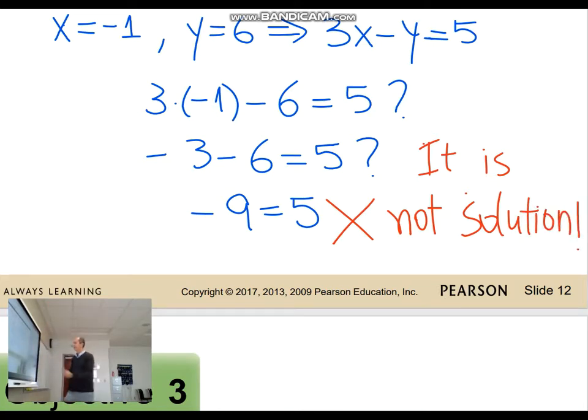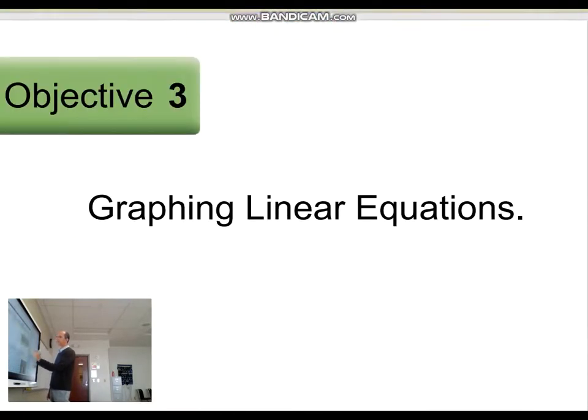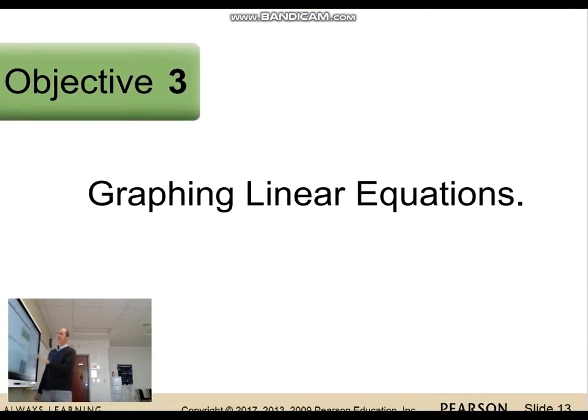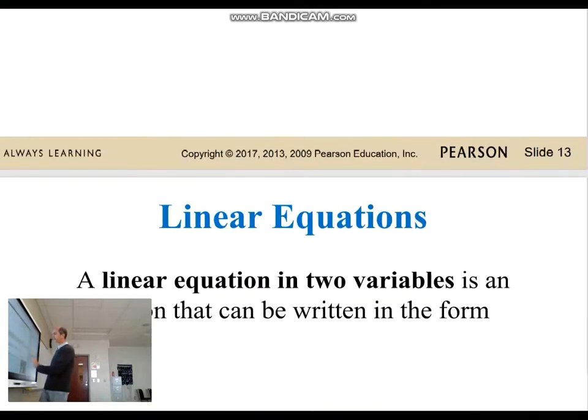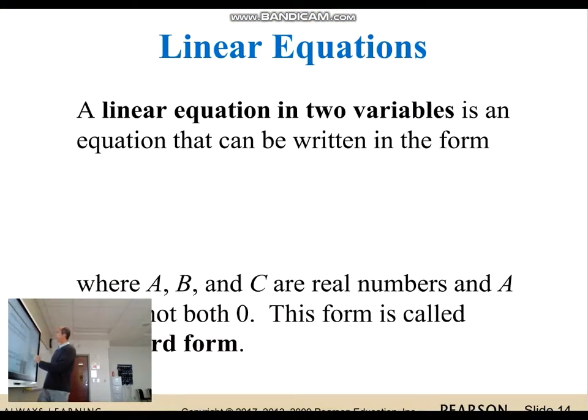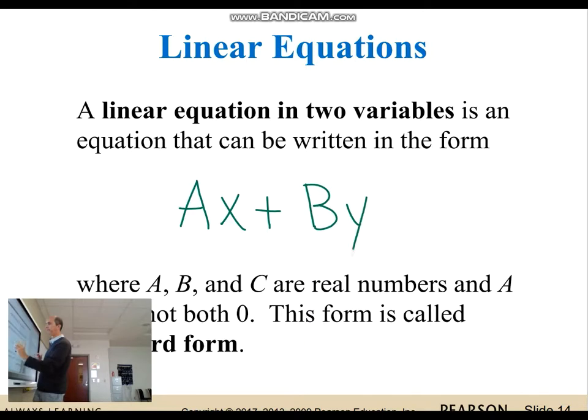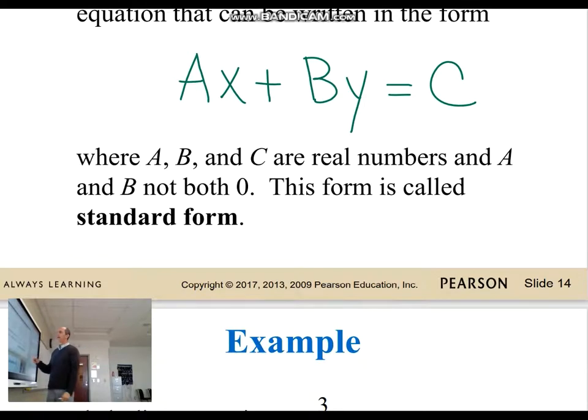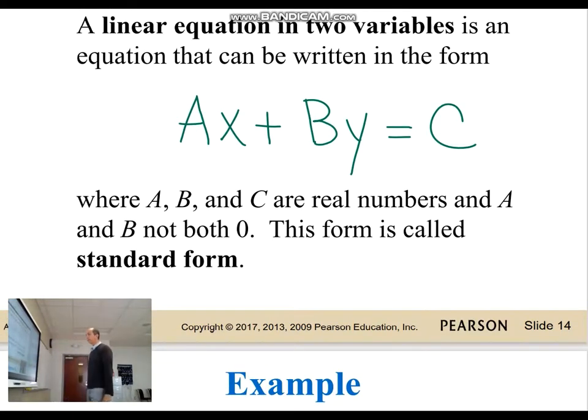Moving to the next objective, objective number 3, graphing linear equations. The linear equation is going to be in the form ax plus by equals c. This is the form of the linear equation where a, b, and c are real numbers, a and b not 0, and this form is called the standard form.